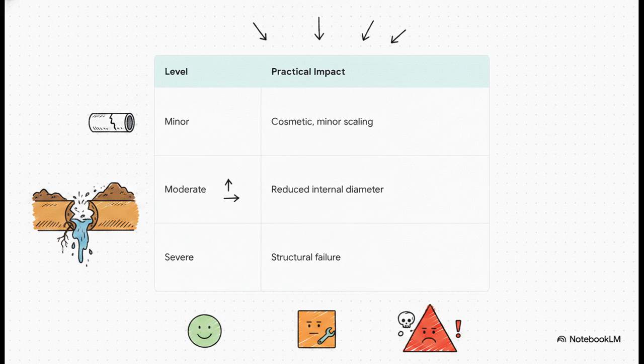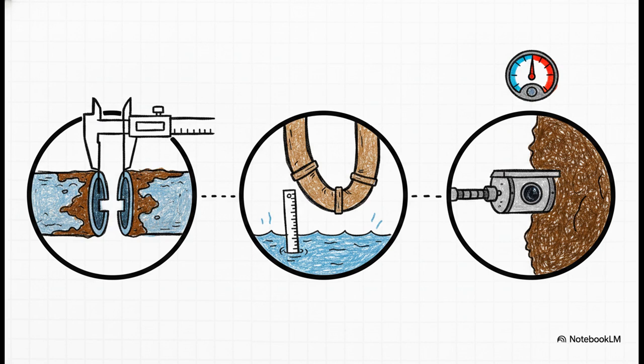Then, a moderate grade means there's a reduced internal diameter. Basically, the pipe is getting narrower due to buildup. But a severe grade, that is your red alert. It means active flow restriction, backups, or impending structural failure. If your report doesn't actually define these grades, make sure to request them. You need to know exactly how their scoring system connects to the urgency of the actual repair. Because visual damage on a screen isn't always enough to justify a massive repair bill, right?